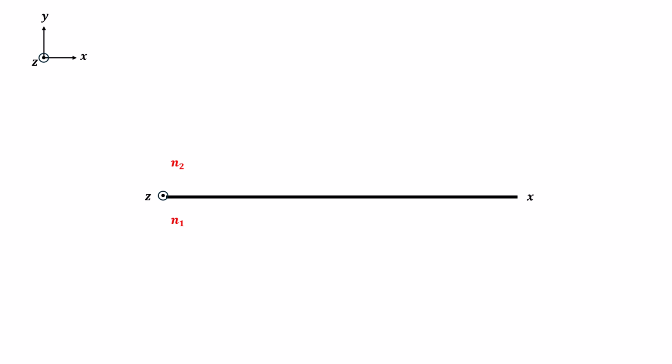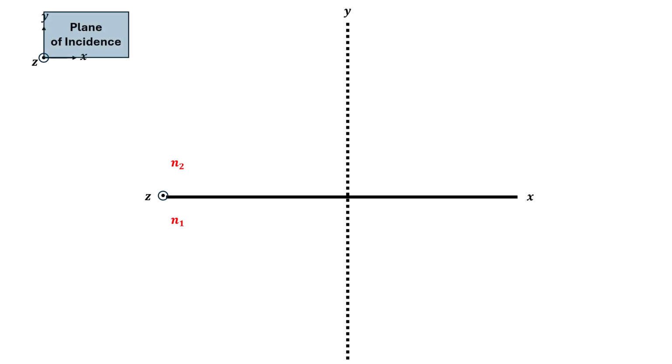This is how we define our problem. This is our coordinate axis. The material with refractive index N1 will be on the bottom and N2 on the top, and our interface, as we're going to see, will be the XZ plane. The XY plane is what we call the plane of incidence, and it's where we define whether we are working with a P polarized wave or an S polarized wave.